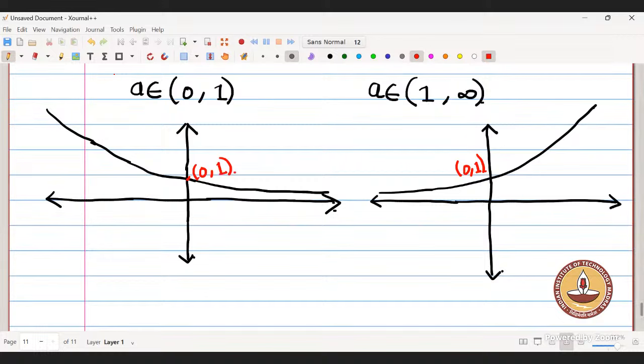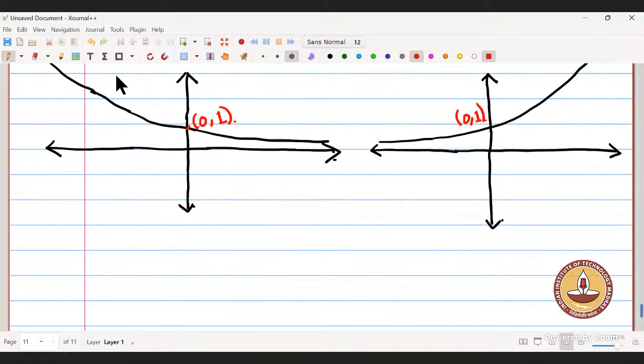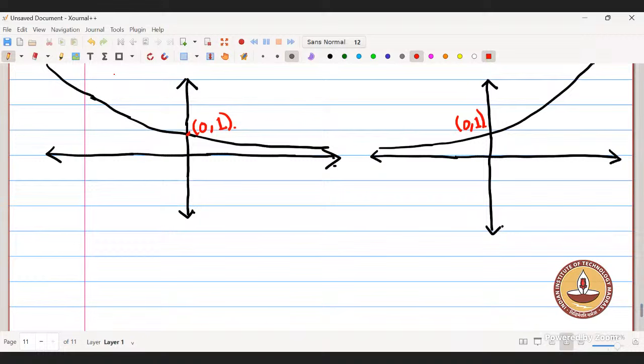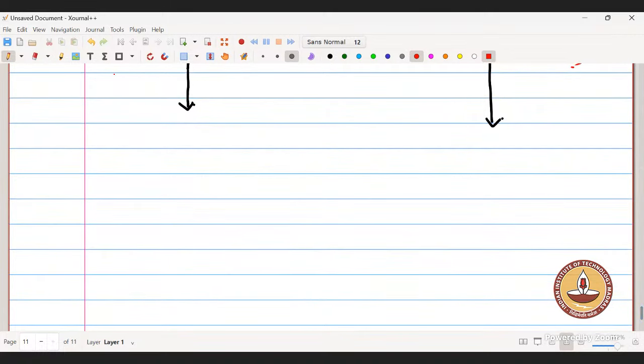So there are a few things. As you can see, for this case, when you are moving along the x-axis from the negative part to the positive part, the value of this function is decreasing, right? And this one is behaving slightly differently. When you are moving along the x-axis, this is increasing, right?